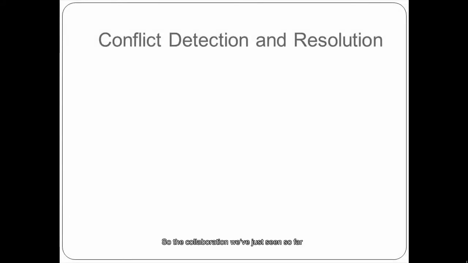So the collaboration we've just seen so far is pretty ideal. Someone makes changes, then another person updates the local copy in a very neat order. Unfortunately, we live in a non-ideal world. That's why we're going to look at conflict detection and resolution next.